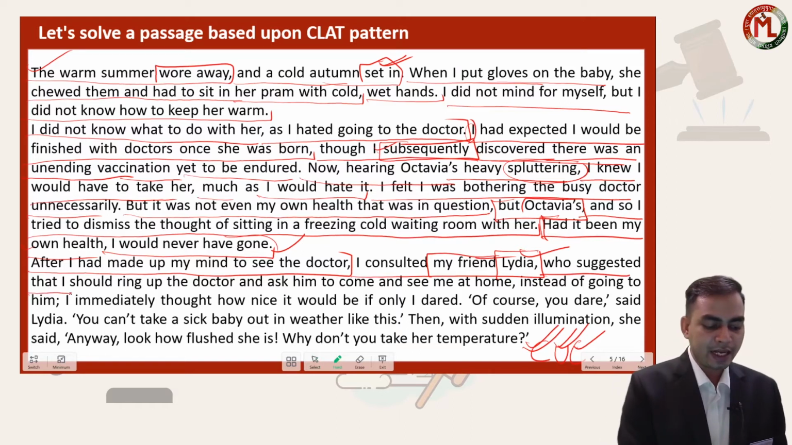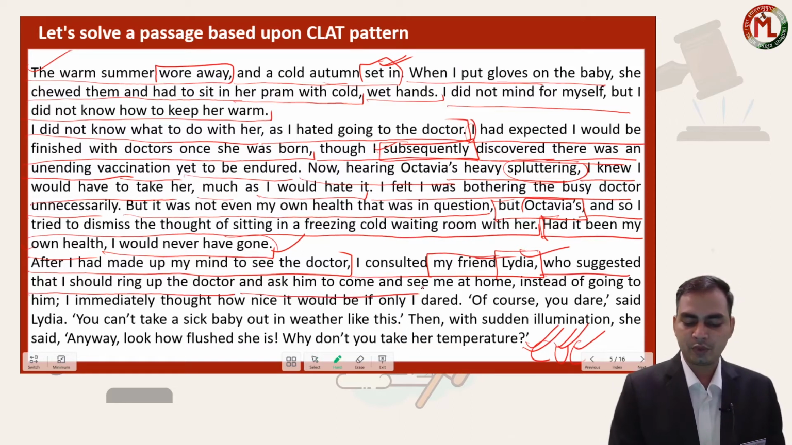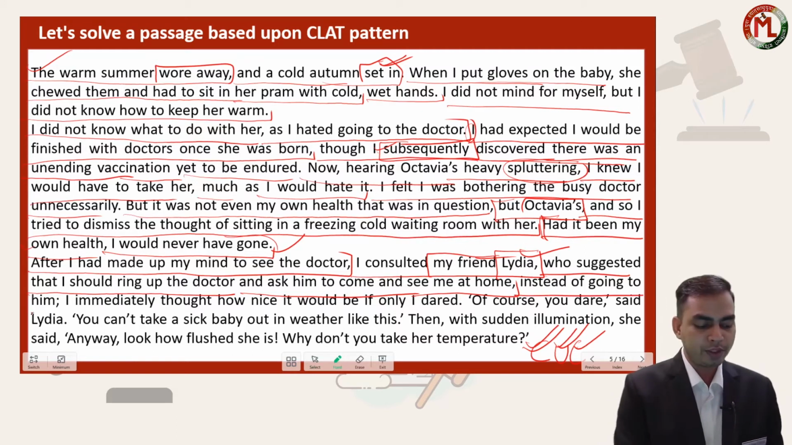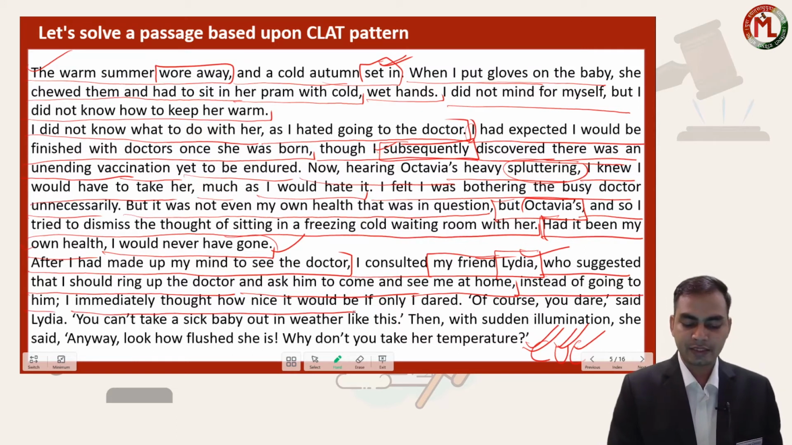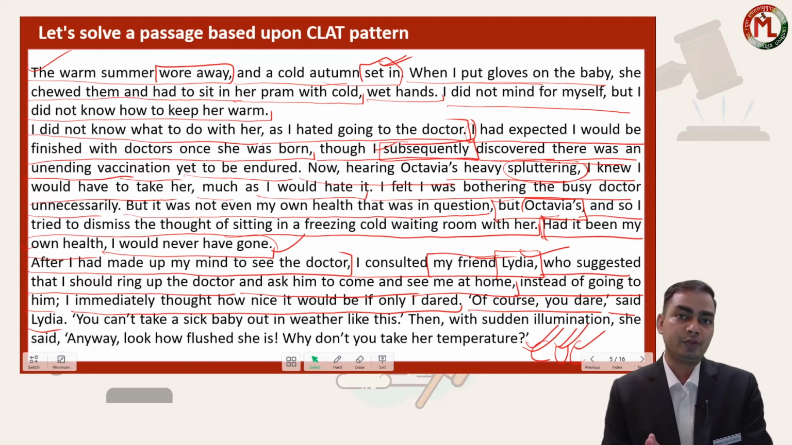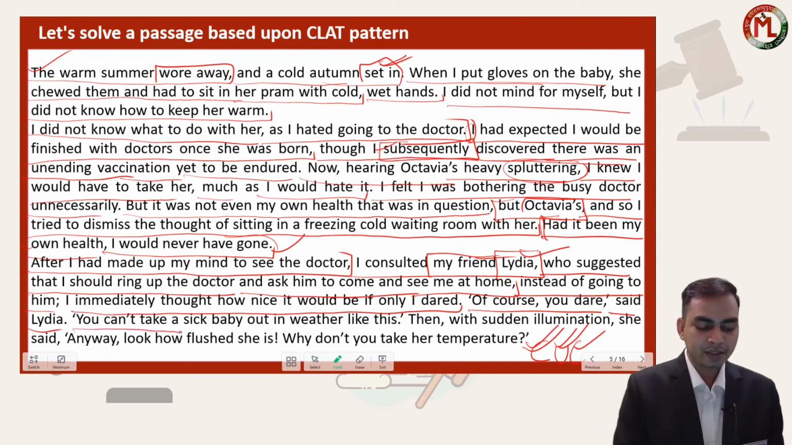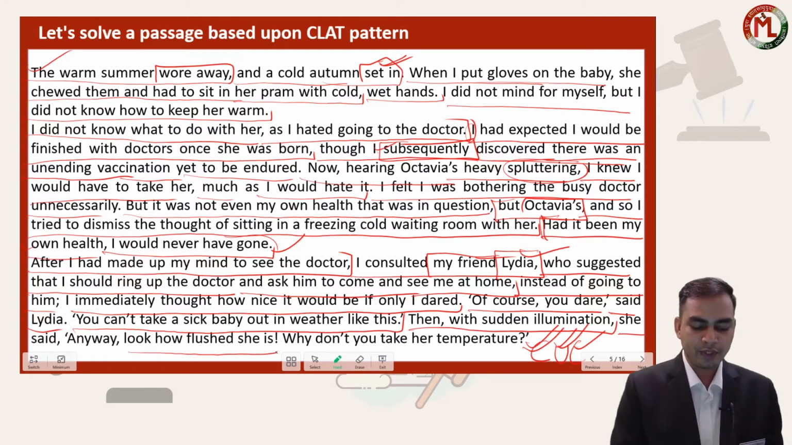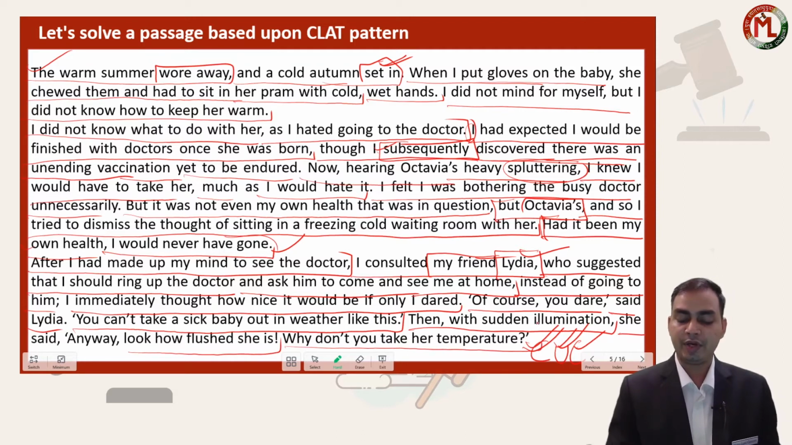Who suggested that I should ring up the doctor and ask him to come and see me at home. Here Lydia is empowering the writer with other information about what she could do in this kind of situation. Instead of going to him, I immediately thought how nice it would be if only I dared. Of course you dare, said Lydia. So here what her friend is trying to do, you need to notice. You can't take a sick baby out in weather like this. Anyway, look how flushed she is. Why don't you take her temperature?